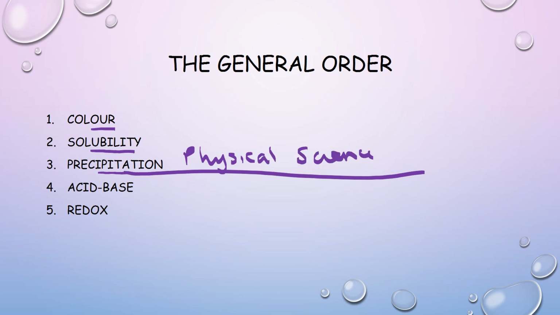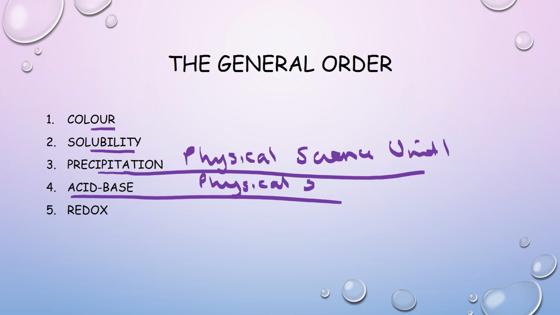Now by the end of Physical Science Unit 2, you'll also be able to use acid-base reactions to distinguish unknown compounds. And eventually, if you continue with your chemistry, you'll be able to use redox reactions.